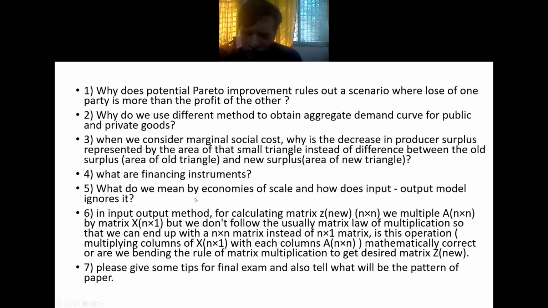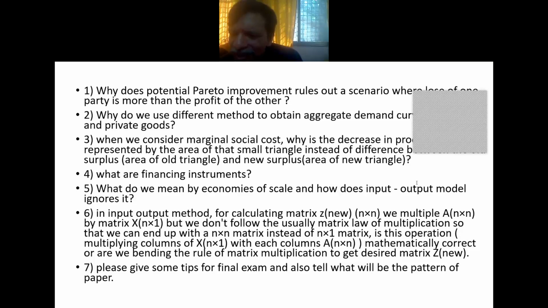So this is a question which I think some people have in mind: some tips for the final exam and what will be the pattern of the paper. The final exam is relatively quite simple. So if you just go through the videos and the assignments, I think you should be fine with it.